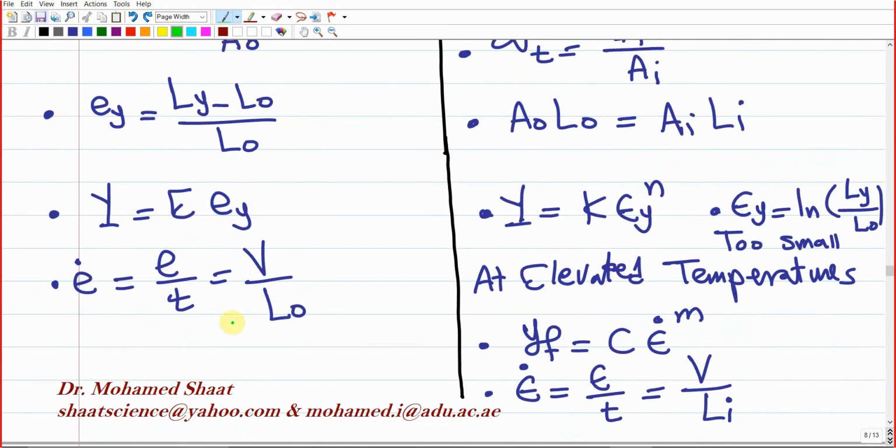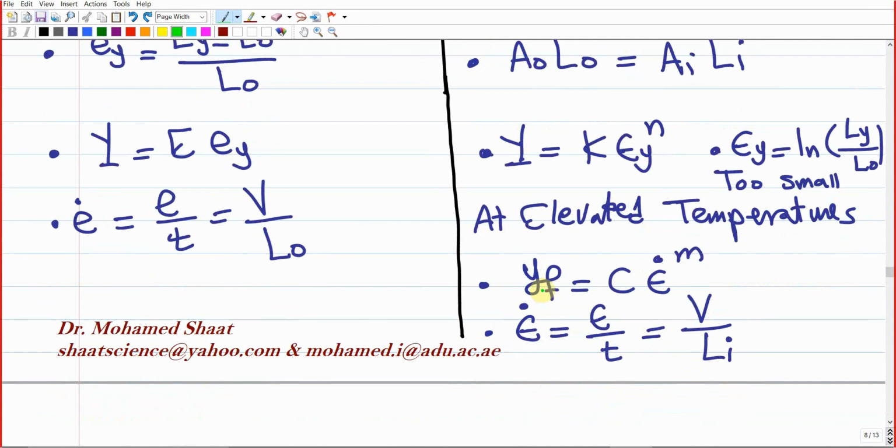Make sense? We also discussed the effect of temperature, and we said that when we increase the temperature, the strain hardening exponent, which is N, is going to decrease. The strength of the material is going to decrease. And we said that at very high temperature, this N would be intensively decreasing, will become very small, tending to zero. And it doesn't make sense anymore to use this equation.